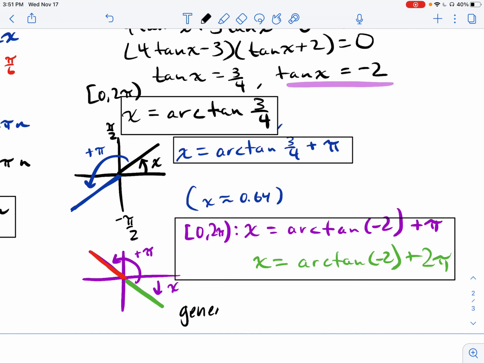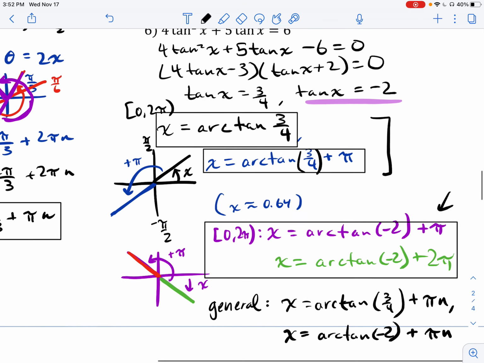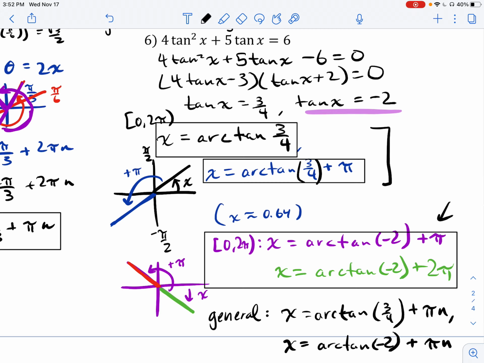Well, generally, we can just say for our first set of solutions here, x is equal to arctangent of 3 over 4, I should put parentheses around this, plus just pi n. And then for these two here, x is equal to arctangent of negative 2 plus pi n. All right. So some of the more unique cases, and I encourage you to keep working through the practice problems, and you'll be experts in this in no time.